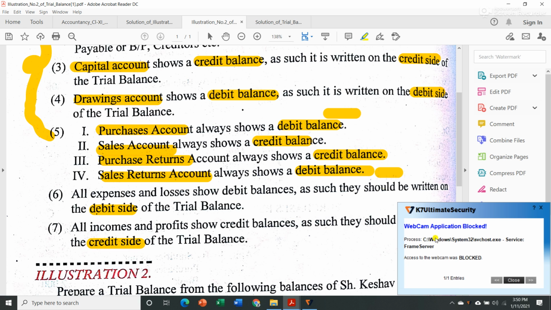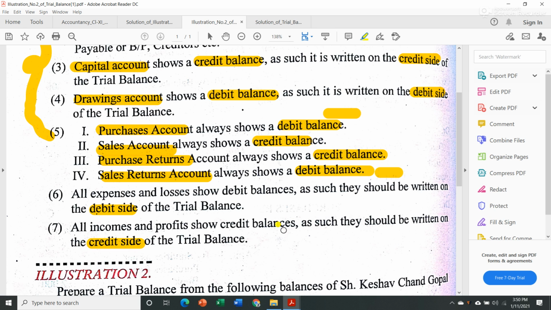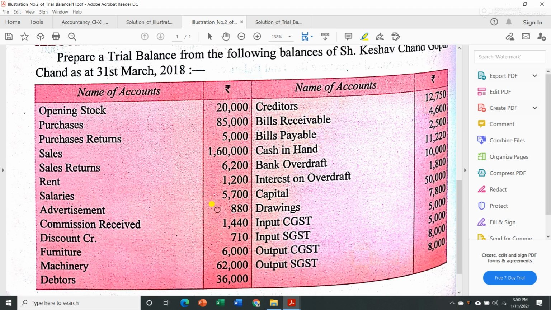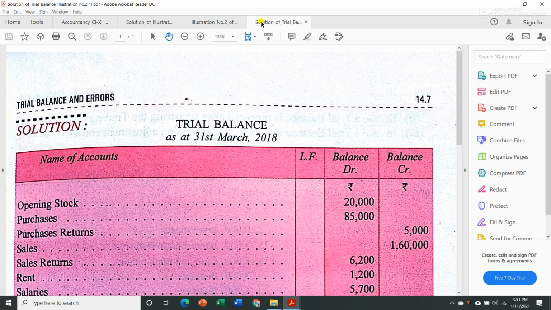Okay, now these are the rules that you have to keep in mind while preparing a trial balance, because in most of the questions they will give you a list of all these accounts. So this is only a list of accounts. Don't think that this is the debit side and this is the credit side. It is not like that. These are lists with the amounts given in the question, and according to this list you have to identify what kind of account opening stock is, whether it is an asset or a liability, and according to that you have to write it down in the trial balance. Okay, now this is the format of the trial balance.